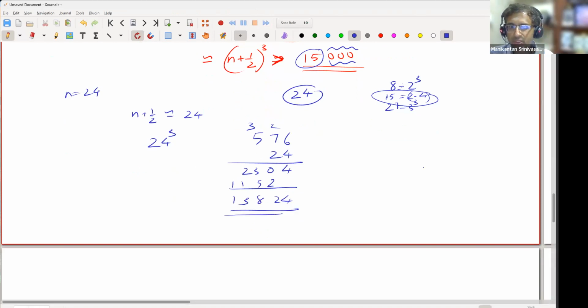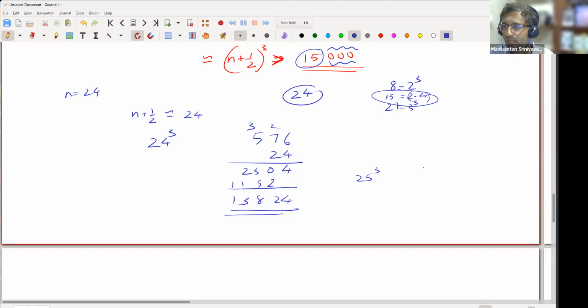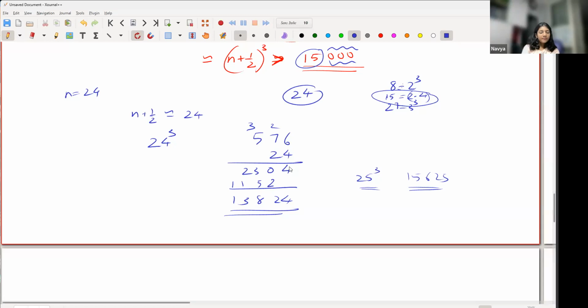So I'm fairly close, right? So 24 cubed is almost there. I'm sure 25 cubed will exceed. In fact, 25 cubed is 15,625 if you know perfect cubes. So I don't have to search too hard. It'll be somewhere in the range of 24, 25. And that's exactly what I want. I want you guys to learn approximation skills, which is important. Navya, you're good with this approximation? Yes, I got it. Okay, cool.